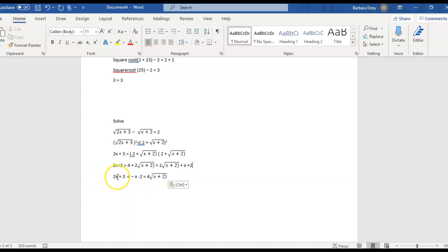Now, before we start squaring things, look here on the left, or that will be a doozy of a thing to square. So 2x minus x will give us just x. And the 3 minus the 4 will be a negative 1. And then the negative 2 will give us a minus 3.